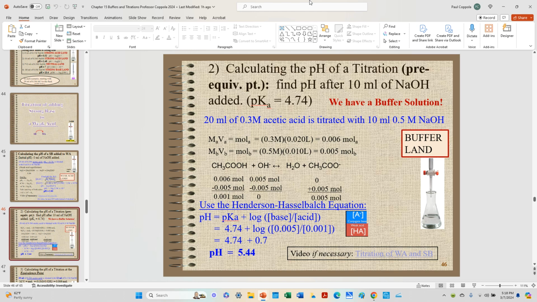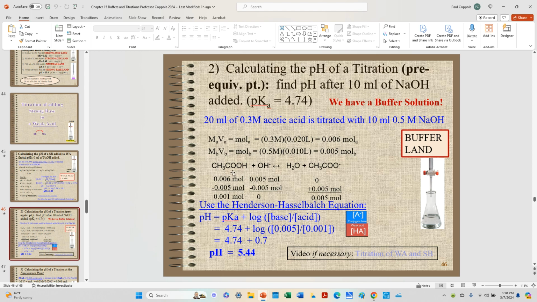One of your homework problems dealt with this slide 46. This is the most complicated of all the titration steps we've looked at. We're in buffer land. Now we've added 10 milliliters of strong base. So what we do, as we did before, is calculate the moles of acid and the moles of base. But then we have to go to a weak acid equilibrium situation here.